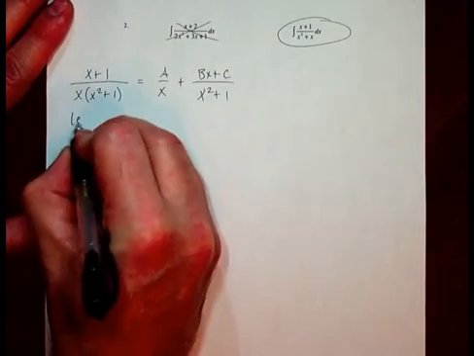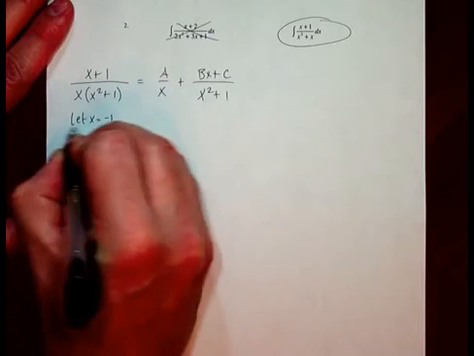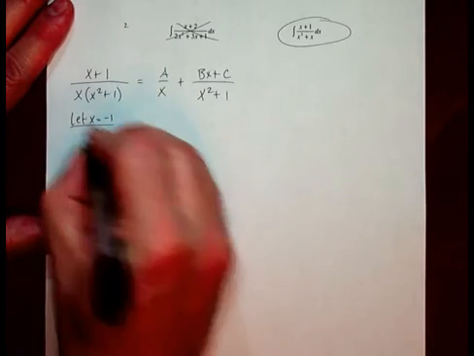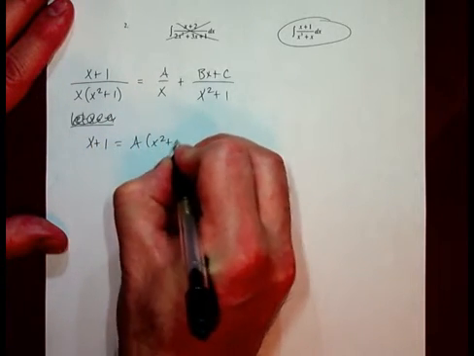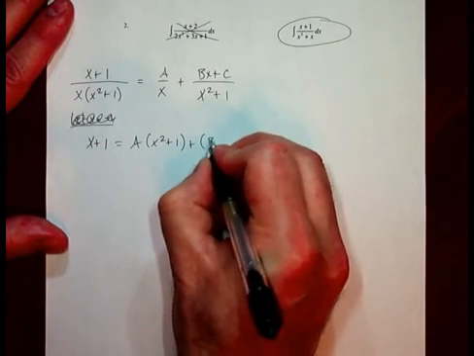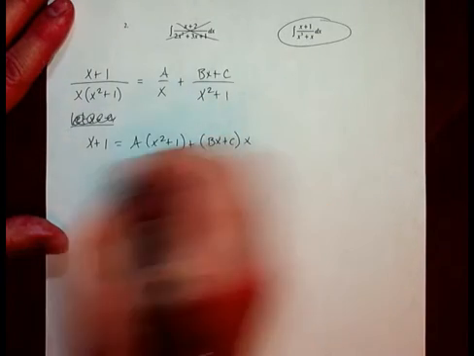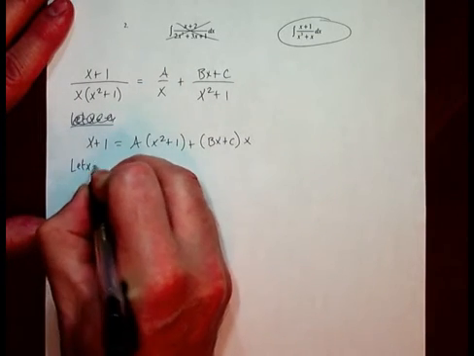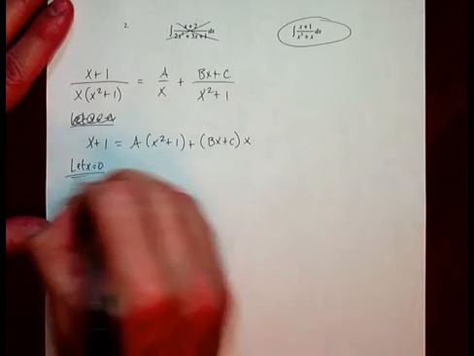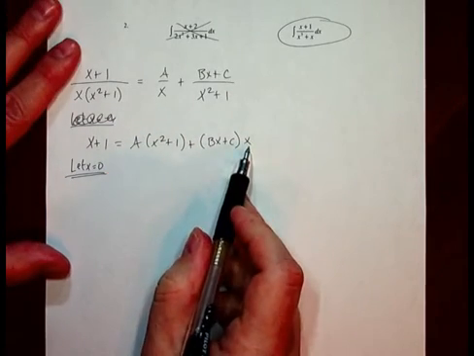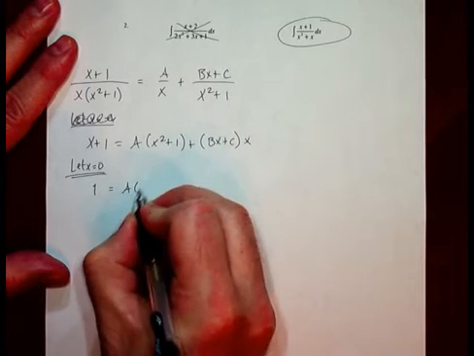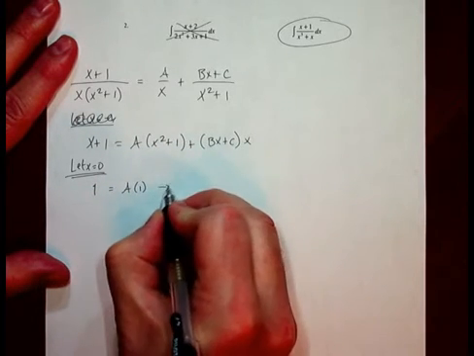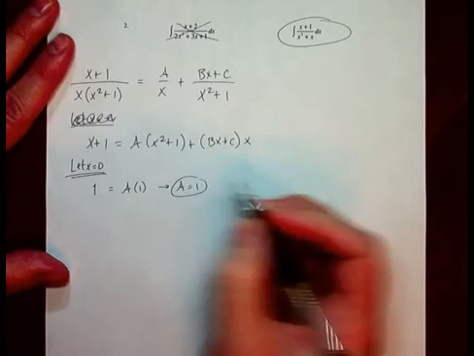Oh, whoops. Let's go ahead and turn it into, sorry, getting ahead of myself. Bx plus c times x, and let's let x is equal to 0, right? x is equal to 0 because I want to zero that out. So this becomes 1, and a times 1, and that gives us a is equal to 1. That's great.